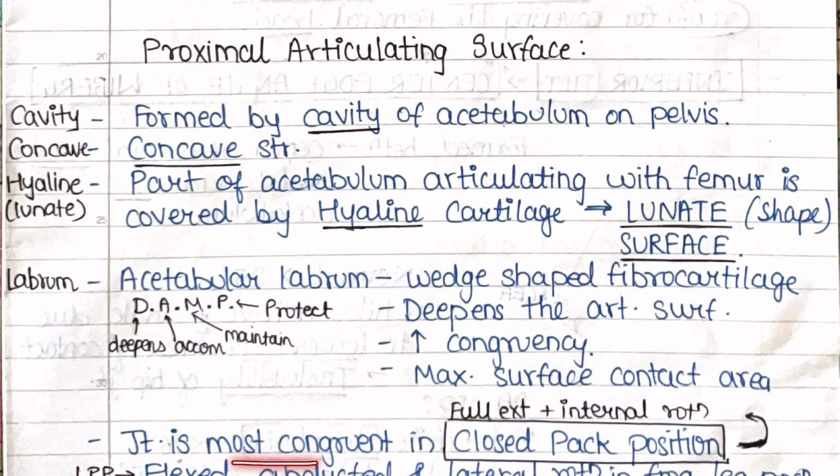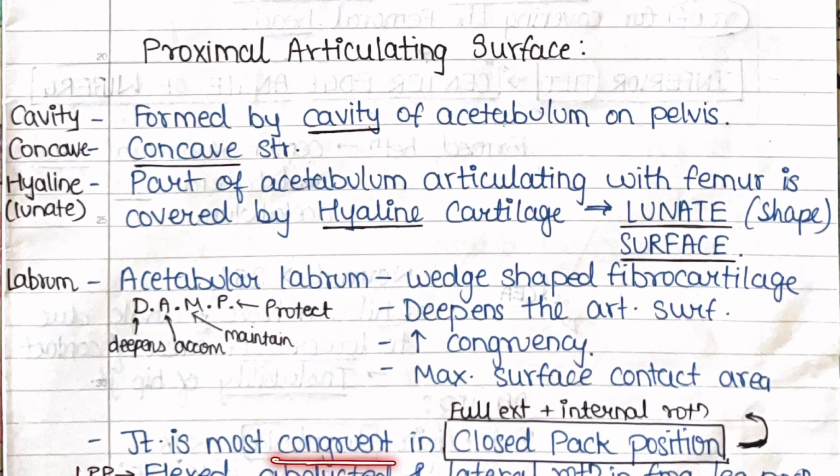The joint is most congruent in the closed packed position. Closed packed position is the position of any sort of joint in which it is most congruent, meaning it is the safest position of a joint in which there are no or fewer chances of any sort of slipping or dislocation.